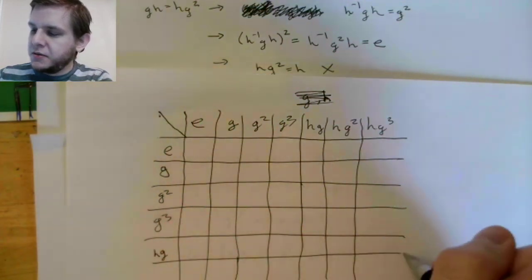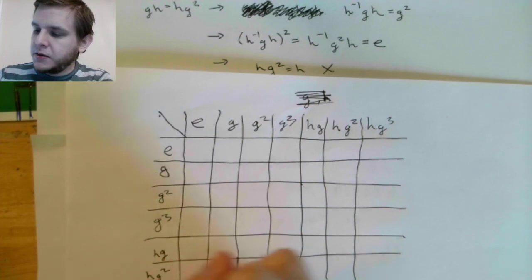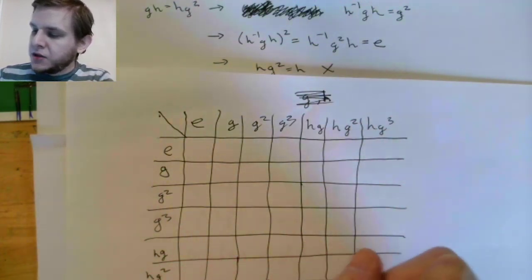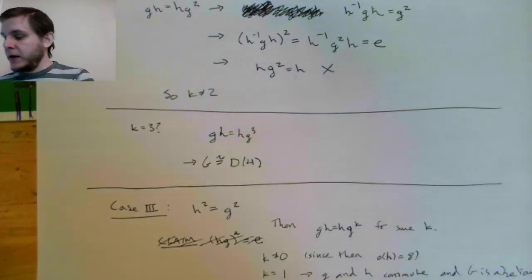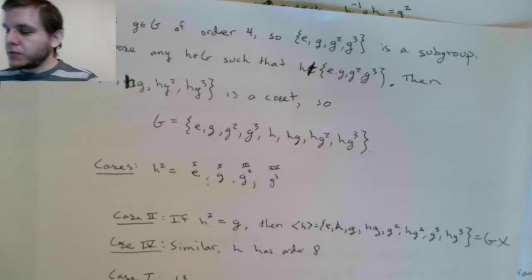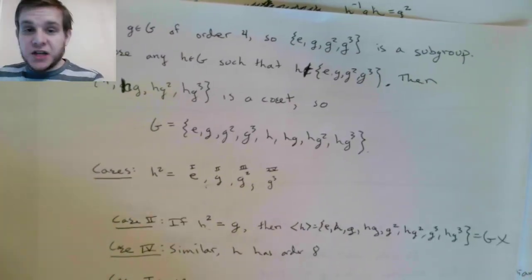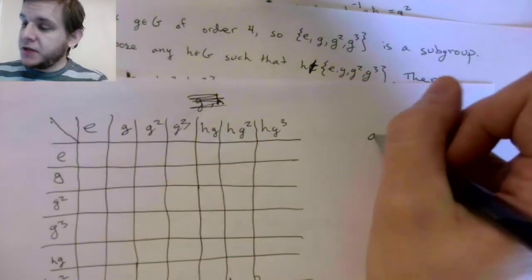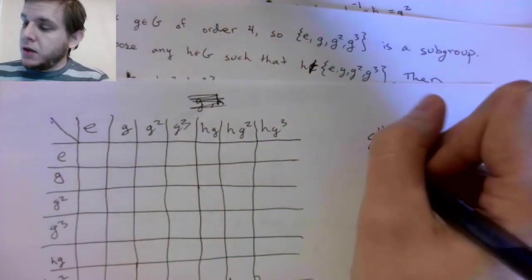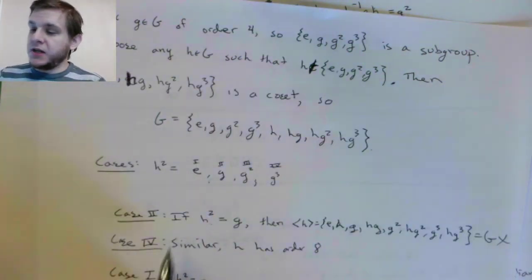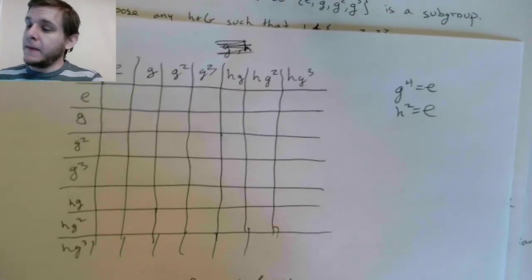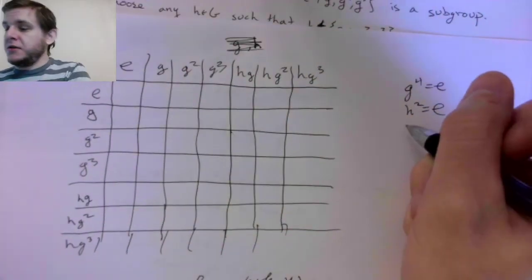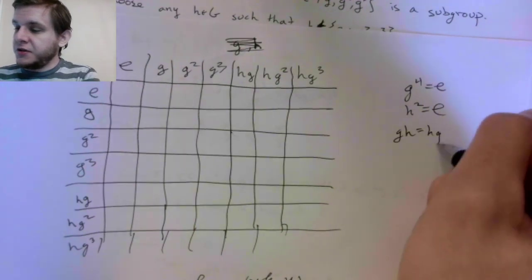So h, hg, hg squared, hg cubed. And so what do I know in these cases? I know that g has order 4, so g to the fourth is equal to the identity. h has order 2, because h squared is equal to the identity. We're in case 1 still. And I know that gh is equal to hg cubed.